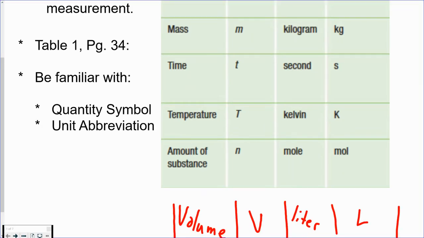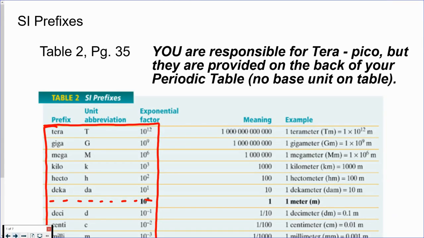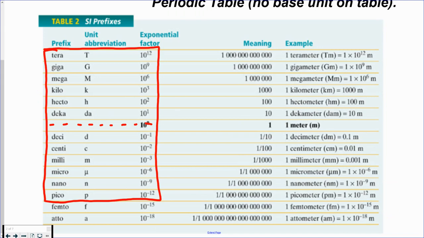So the mole is quite important as well. And in chemistry, we actually celebrate it kind of like math does pi. And then volume is in liters. That means, again, the United States is the weird one with using ounces. So right here is the metric table.